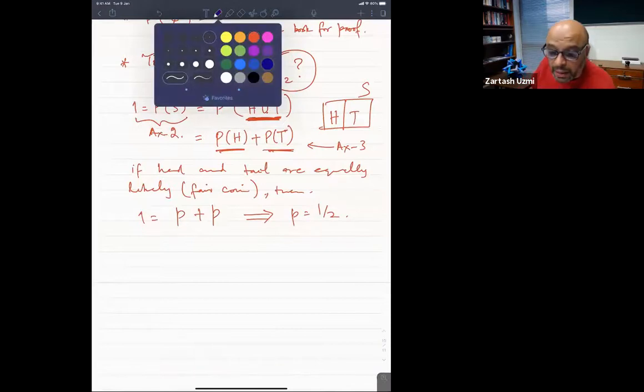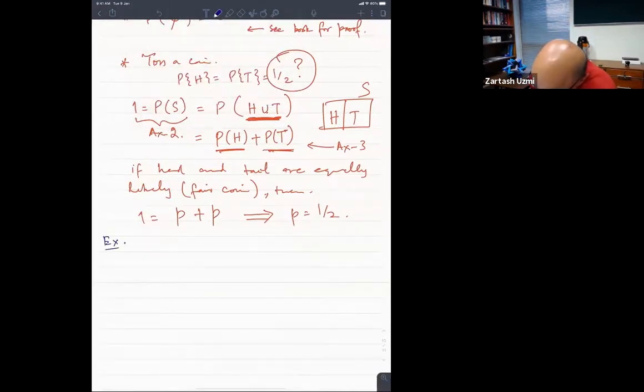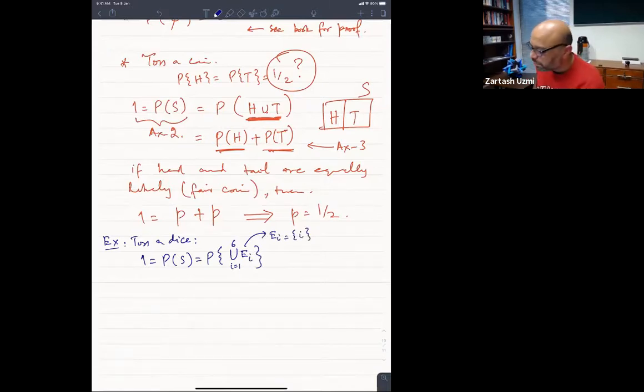One last quick example before we break: toss a dice. So 1 will be equal to probability of S. This is my axiom 2. This is equal to the probability of the union for i equal to 1 to 6 of E_i. And what is E_i? E_i is that you will see the face i. So this would be equal to the summation, since each of these E_i are mutually exclusive, for i equal to 1 to 6 of probability of E_i.